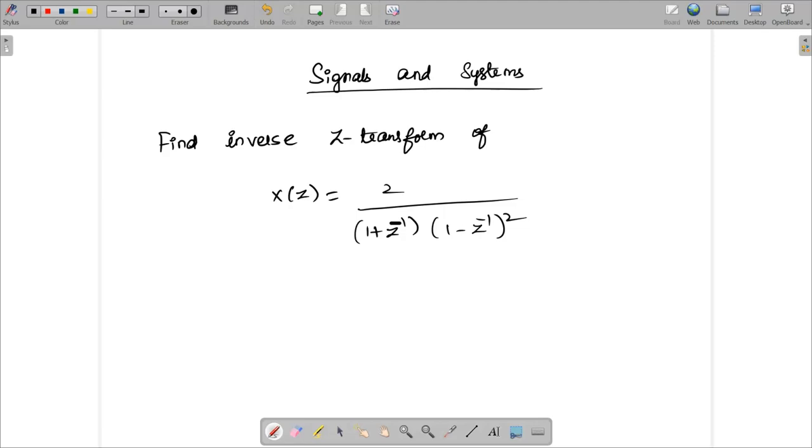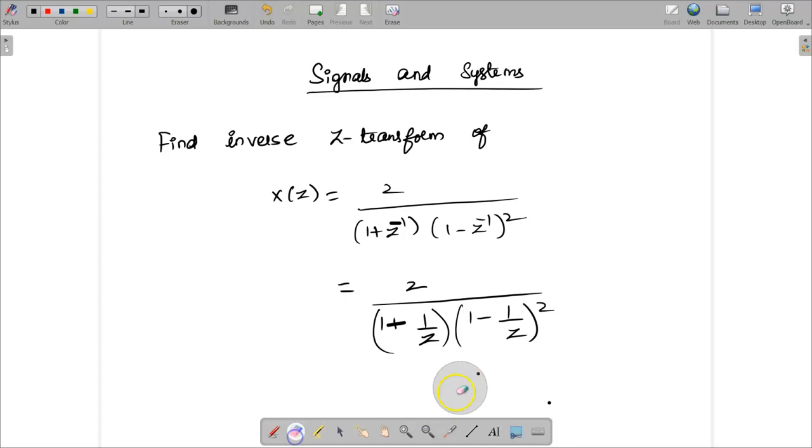Before applying the partial fraction, first we need to convert all the inverse Z terms into normal Z terms. So first we have to convert the inverse Z terms into positive power Z. So 1 plus Z inverse I can write as (Z plus 1) by Z, and 1 minus Z inverse I can write as (Z minus 1) by Z, the whole square. So just simplify this term.